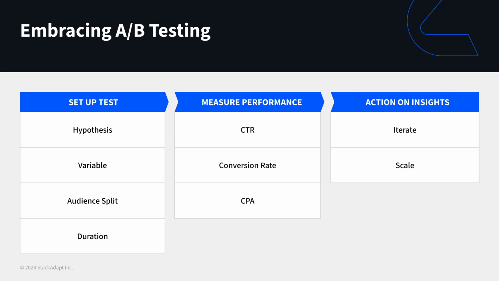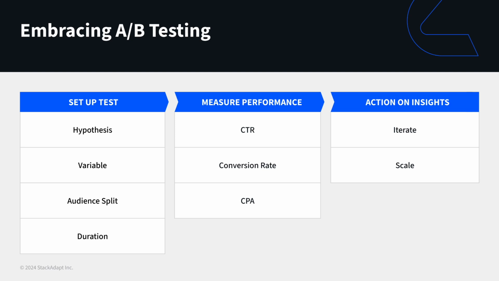And now let's move on to measuring performance. So key metrics to include are CTR, and then measure user engagement conversion rate, which indicates the effectiveness in driving desired action, and of course CPA, which evaluates financial efficiency. But again, this is pretty much depending on your set KPI for that A/B test.